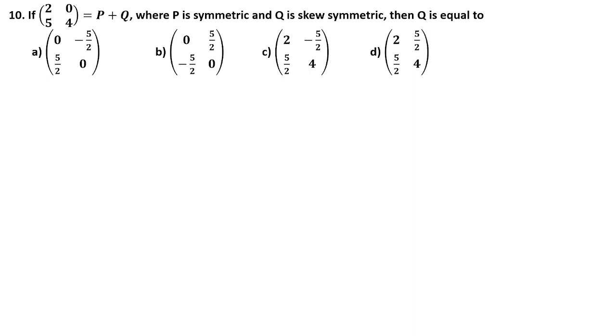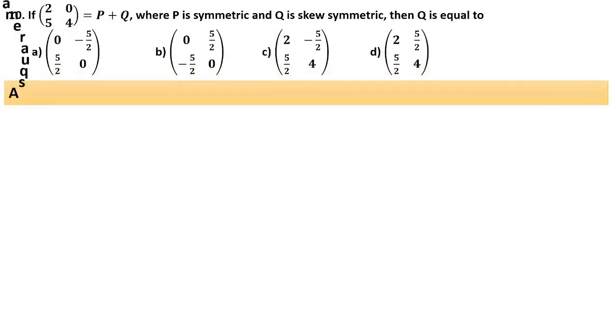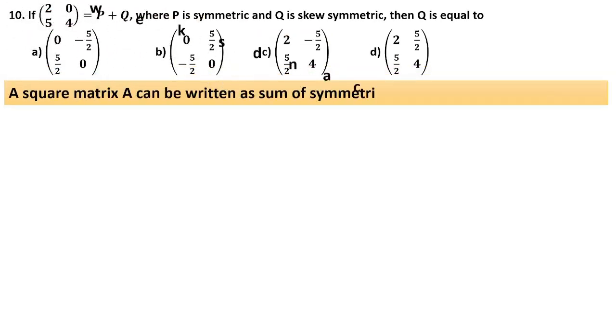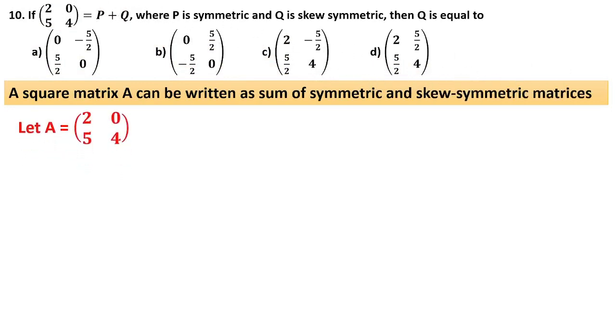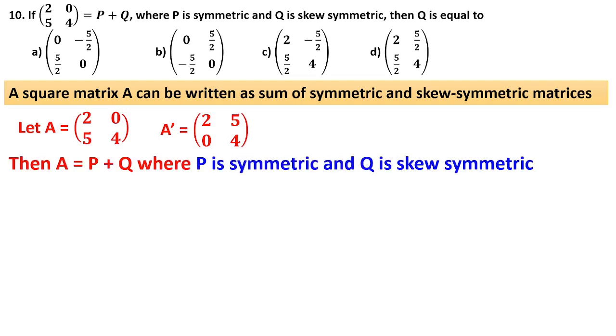Question number 10. If 2054 is P plus Q, where P is symmetric and Q is skew symmetric, then Q is equal to. Here we are going to make use of the formula. A square matrix can be written as sum of symmetric and skew symmetric matrices. How to write it? A is given. Find A dash. Then A is equal to P plus Q, where P is symmetric and Q is skew symmetric.